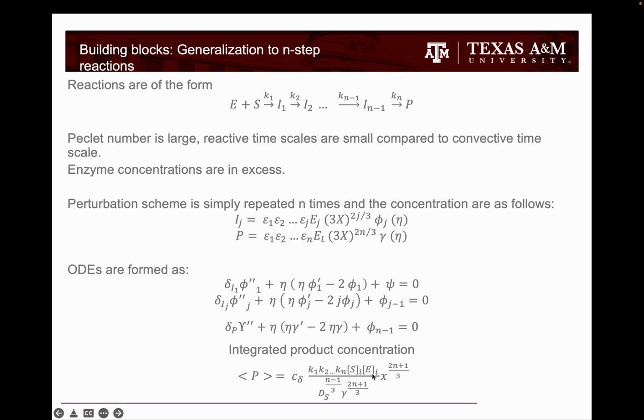It depends upon the initial substrate concentration, the enzyme concentration, the diffusion, and also the imposed shear flow. It is quite important. And finally, the most important factor is how much distance it has traveled.